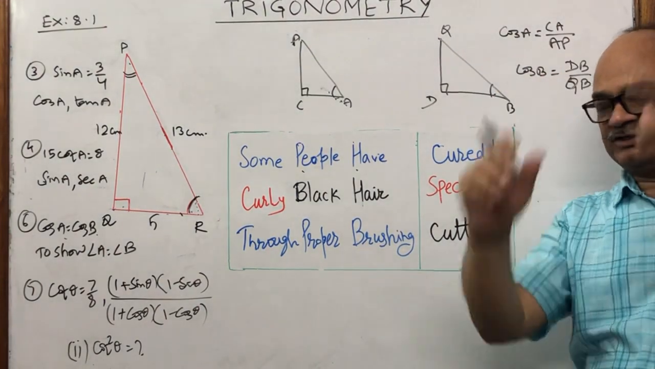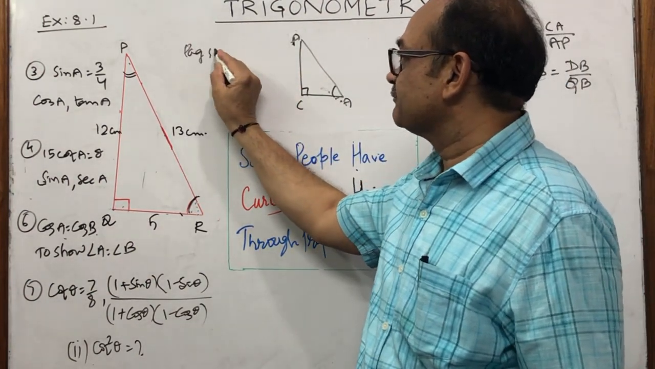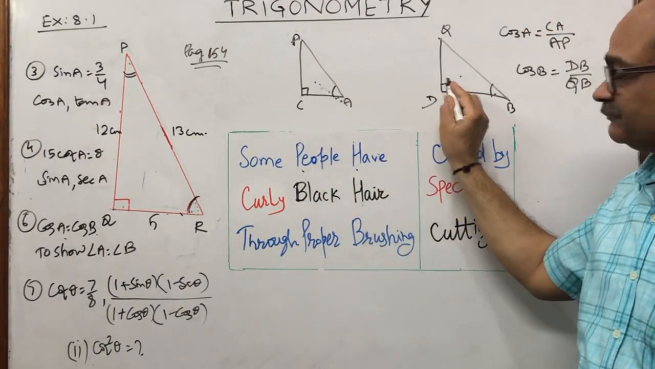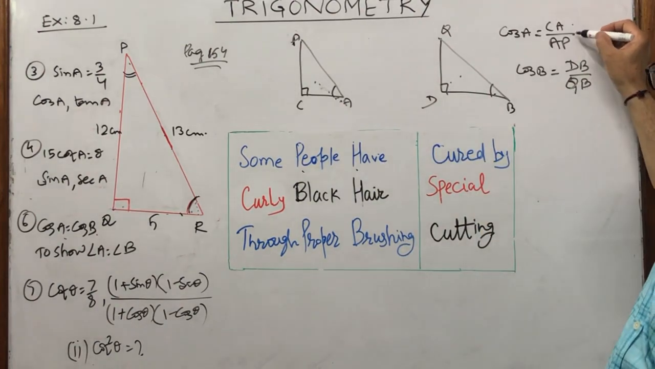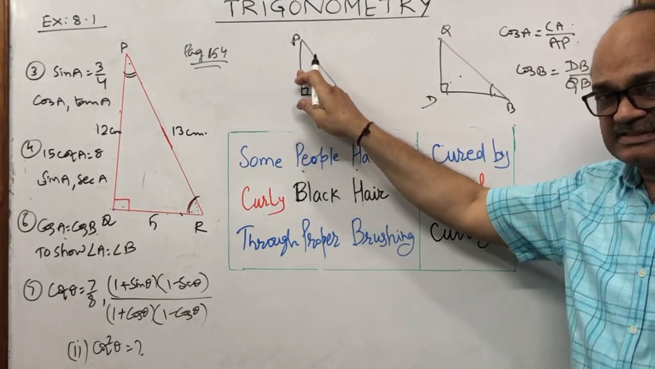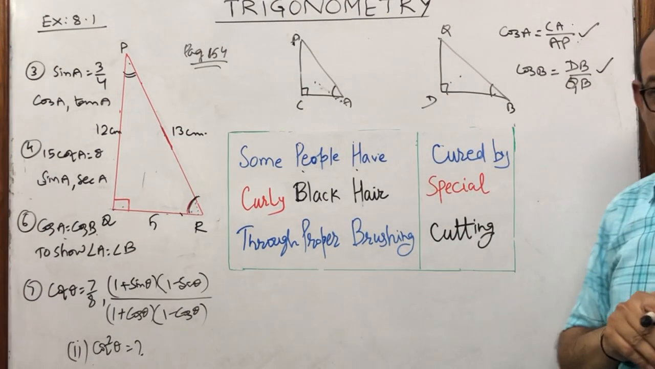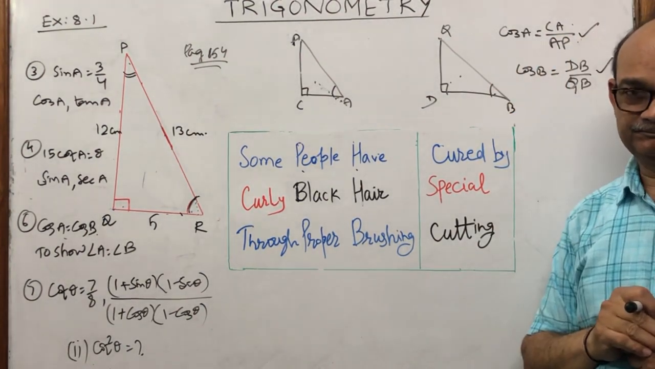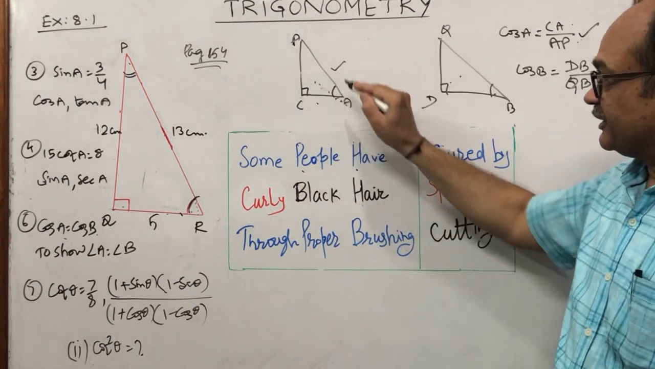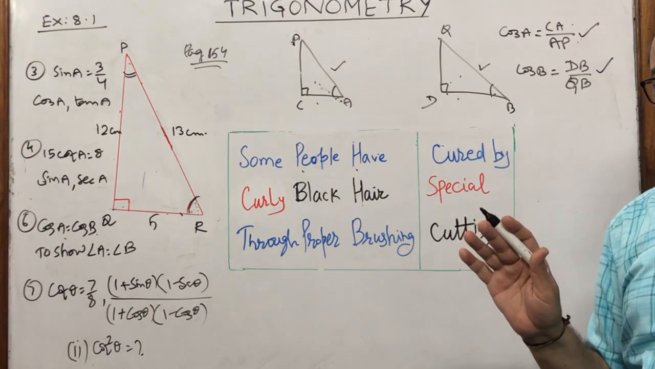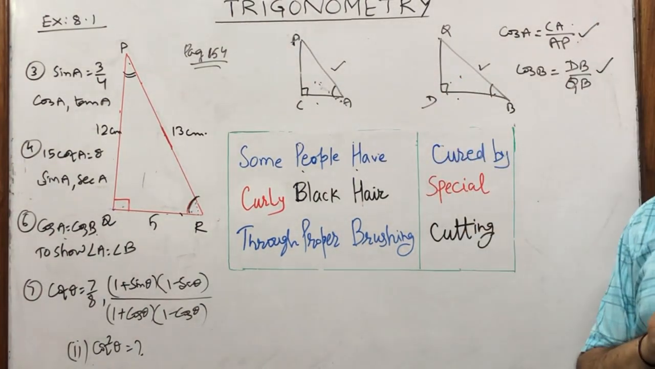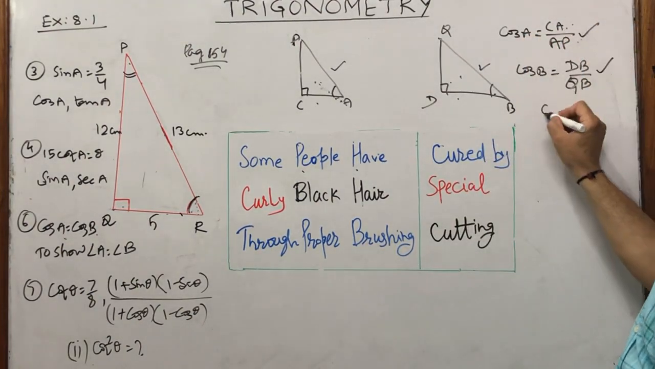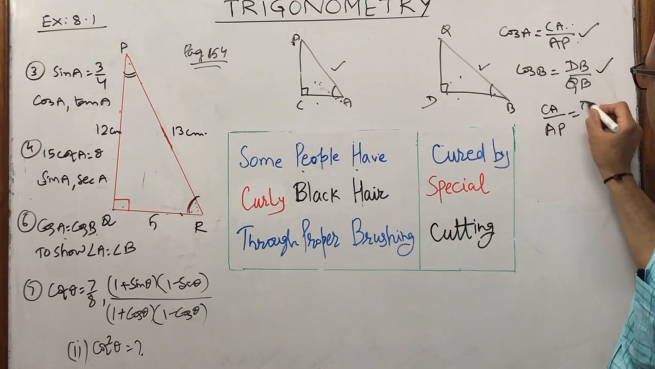Simple. Now one important theorem from page number 154 of your NCERT. If you see page number 154, a theorem is given. What theorem? In two right triangles, if any one side and the hypotenuse are proportional and equal, then these two triangles are similar. And when triangles are similar, their corresponding angles are equal. Hence, what is given? CA by AP equals DB by QB.